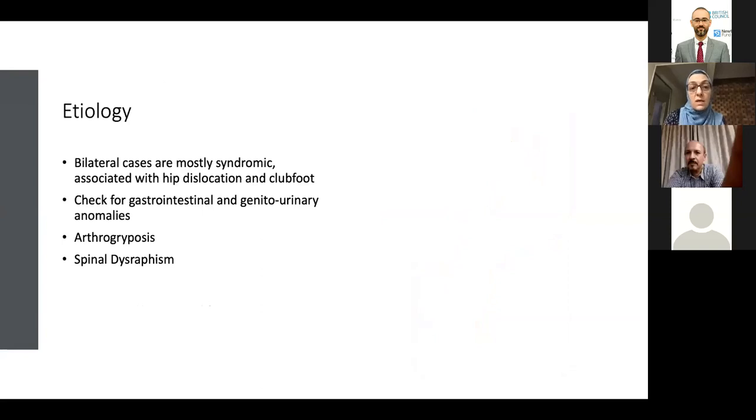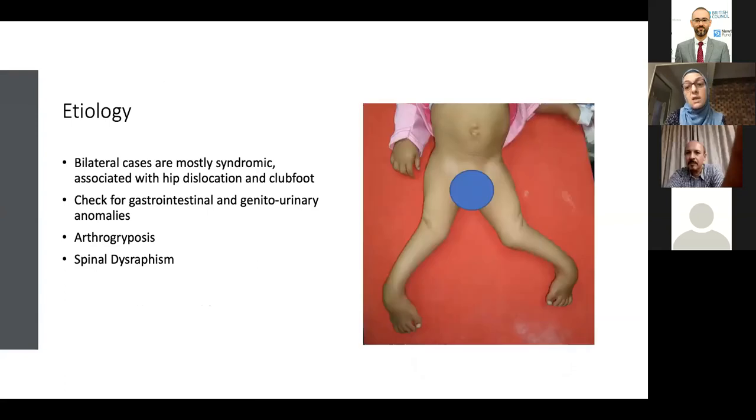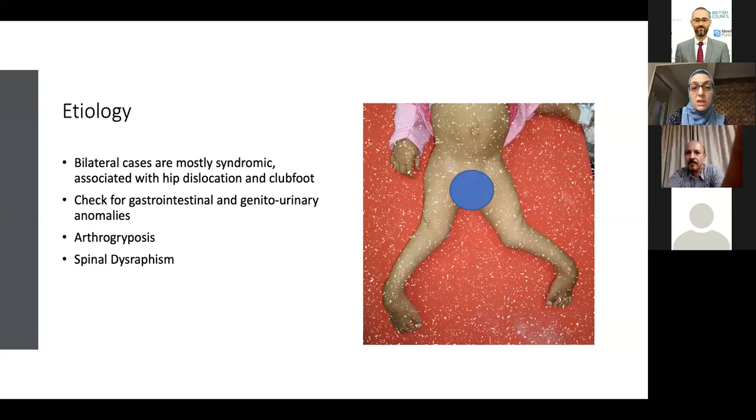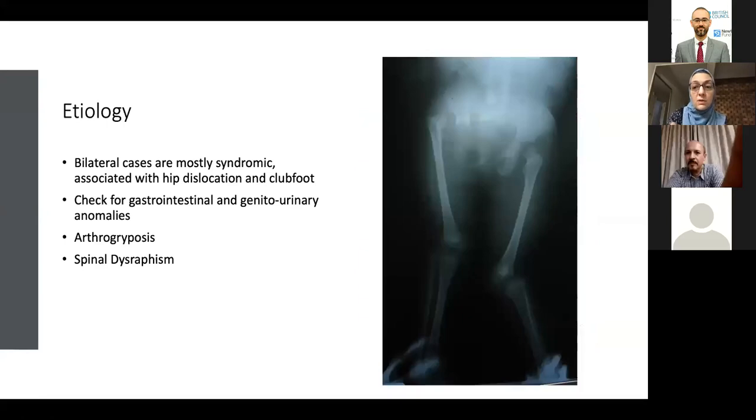Most cases are bilateral. Most cases are mostly syndromic with arthrogryposis. They are associated with other congenital anomalies. This scene or this presentation is very common actually. A child with bilateral hip dislocation, bilateral knee dislocation, bilateral club feet, sometimes with arthrogryposis or spinal dysraphism as well, which is spina bifida, and another presentation with, you know, dysplastic left hip, but frankly dislocated right hip.